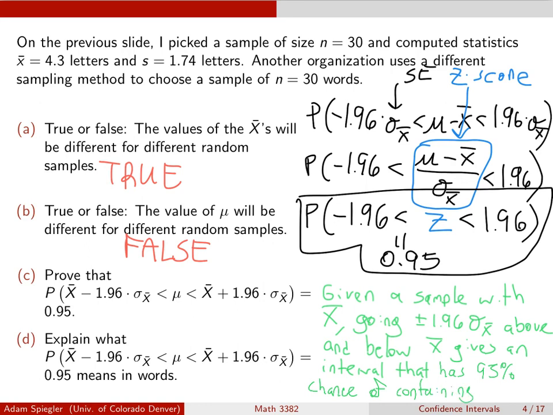To say that again, by going 1.96 times the standard error above and below the mean that I calculate from my sample and constructing an interval in that way, that interval is going to capture the population mean 95% of the time.